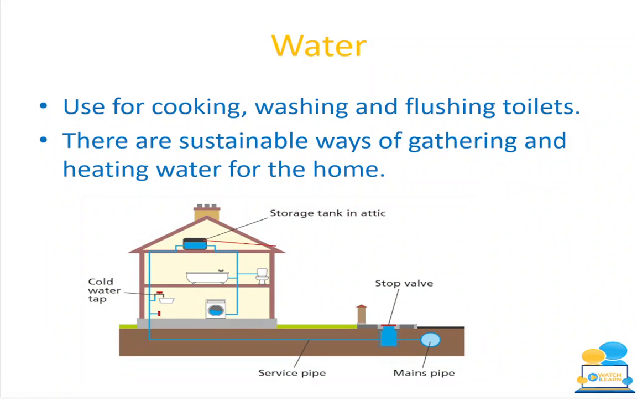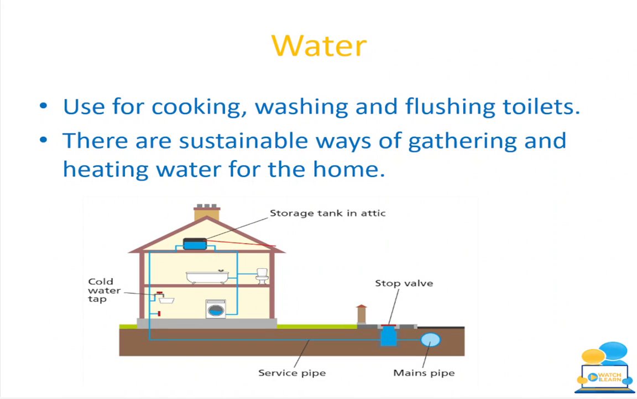So water, we use water for everything. When the water is off, we are really stuck. It's like when the electricity goes off, you're really, really stuck. So we use water for cooking, washing and flushing toilets, okay? So you can see there in the picture that the water comes from the mains pipe and it comes into a stop valve. Now, if you live in the country and you have for example, a well, the water will still come into the house from the well into a service pipe. It will then go to the cold water tap unit. It'll go up to your storage tank in the attic, and from there it will go down into your bathrooms and kitchens and anywhere else that has a tap.